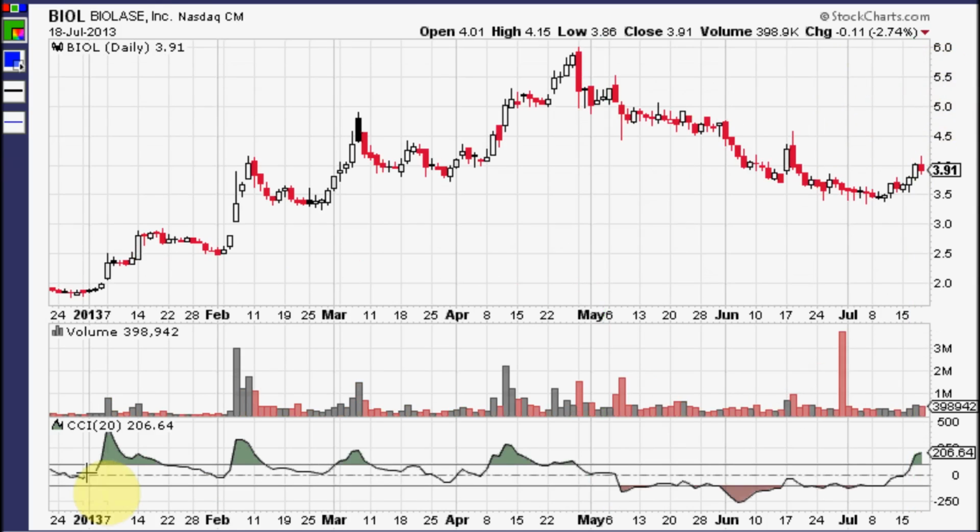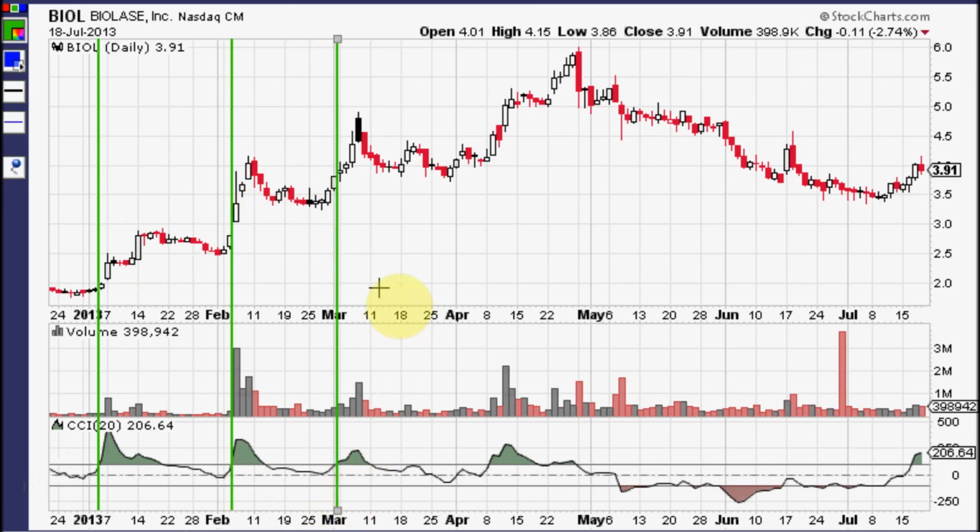And here's another great example, multiple times. CCI goes down, bounces off the zero line, crosses up through plus 100, right there, the stock takes off. Bounces off the zero line again, crosses up through the plus 100 line, the stock takes off. Same thing here. Bounces up off of 0, crosses up through plus 100, the stock goes up. One more time.